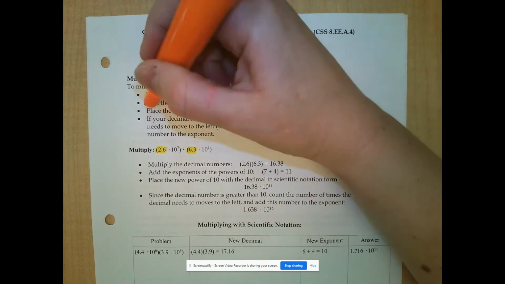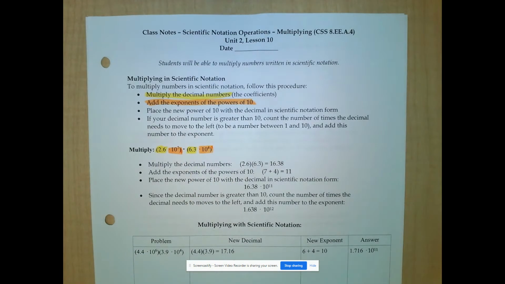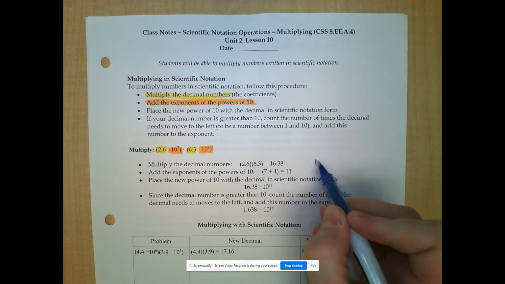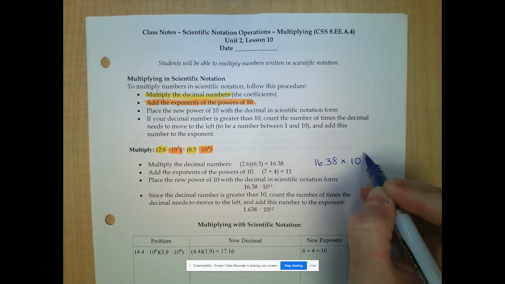Then you're going to add the exponents. Why? Because we're multiplying them. 10 to the 7th times 10 to the 4th. What you're really doing is adding the exponents 7 and 4 to get 10 to the 11th. So if I multiply the coefficients, 2.6 times 6.3, I get 16.38. And if I add the exponents, I get times 10 to the 11th.